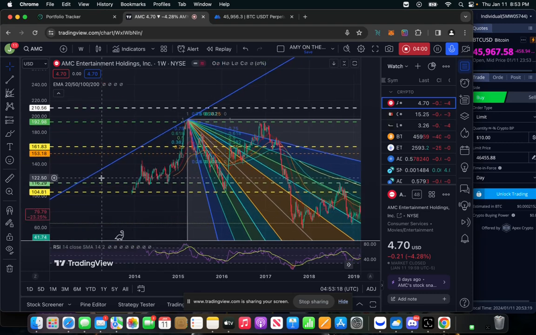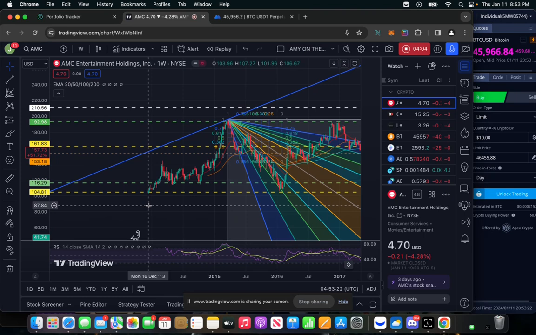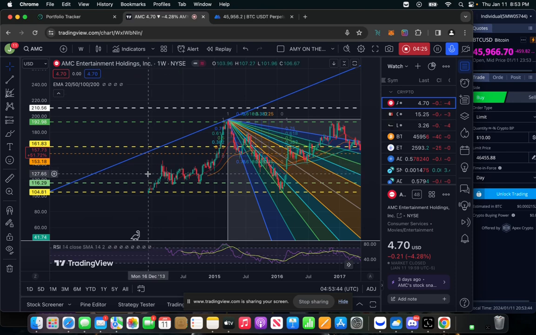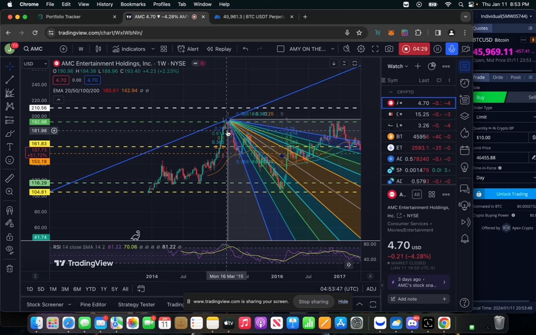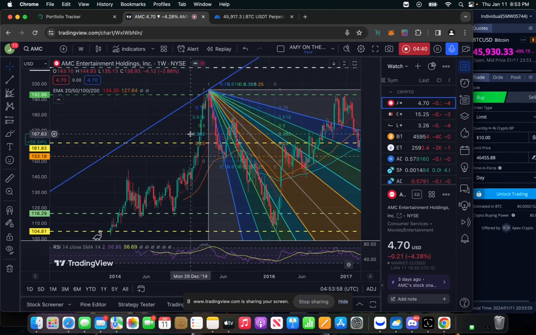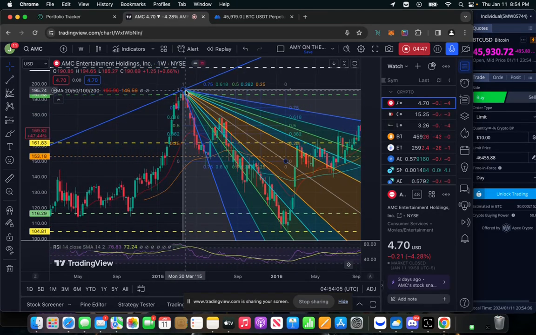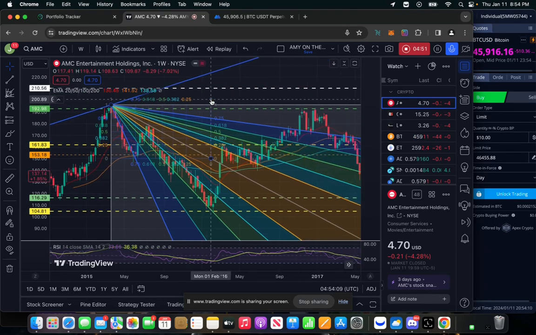right in IPO, going back to December 2013, it started trading. You had this, and then you had this. So this point right here is the highest point that AMC traded at back in 2015. So this price action took from December 2013 to March 2015, so roughly 15 months, 16 months, something like that. And that was its highest point in AMC's history before it started going down.